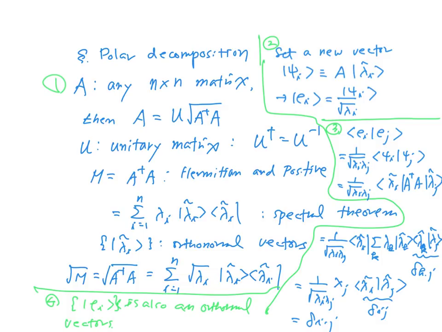So far we discovered that this e_i is also an orthonormal vector. So using this knowledge, we define a new vector. So can I move on? So define U as the sum of e_i λ_i tilde. And let's check whether this is unitary or not. So U dagger is obviously this.